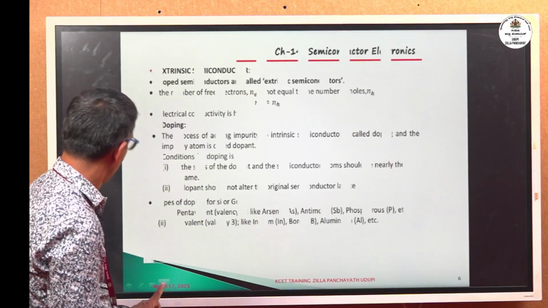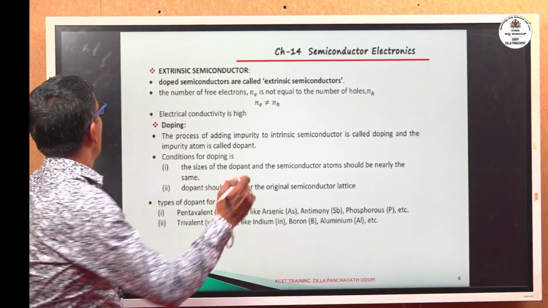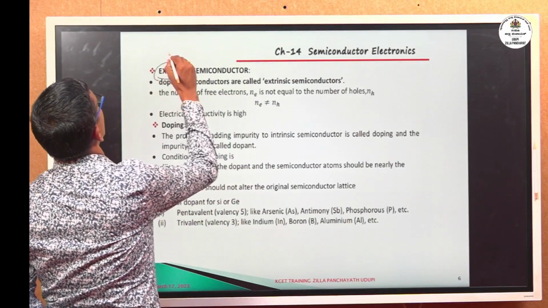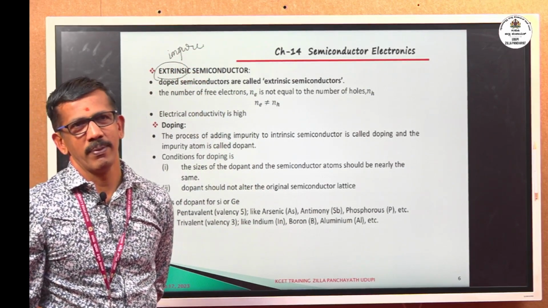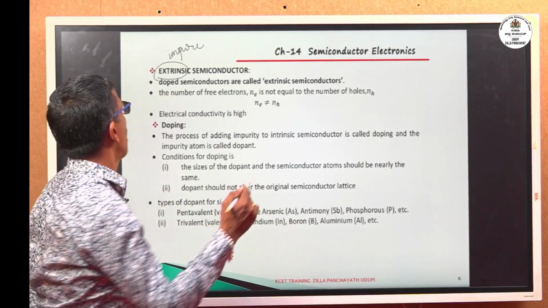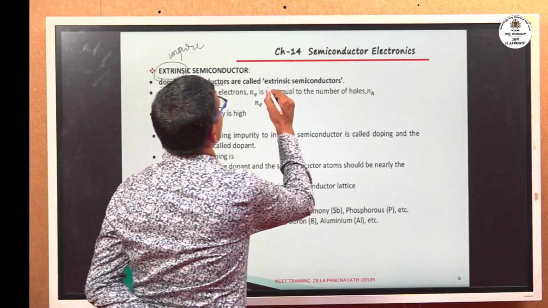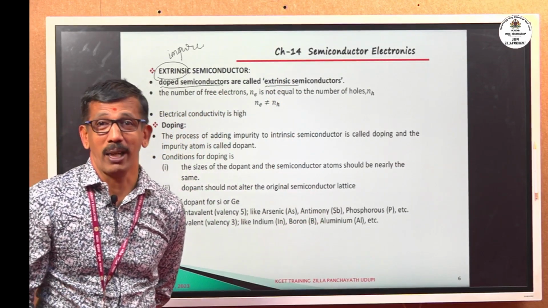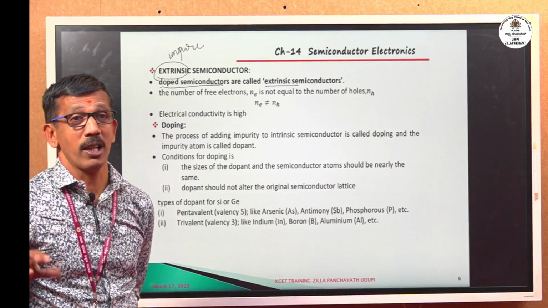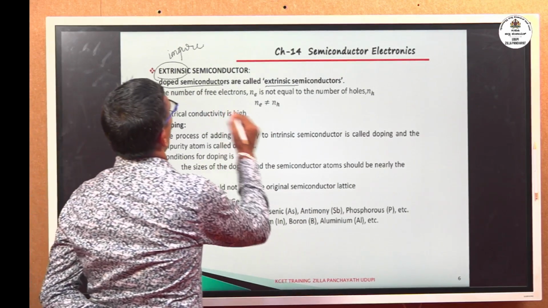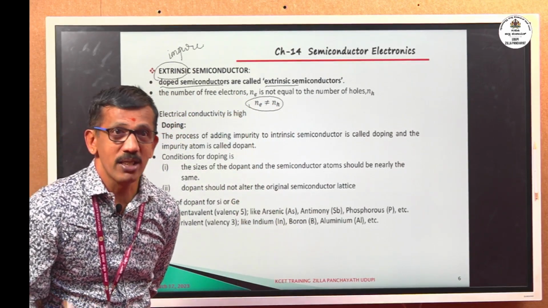Move on to the next slide. Extrinsic semiconductor. What do you mean by extrinsic? Extrinsic semiconductor is also called impure semiconductor. When we add dopants or impurity atoms to the pure semiconductor, it becomes an impure semiconductor or doped semiconductor, also called extrinsic semiconductor. In the case of extrinsic semiconductor, there are two types depending on whether the number of holes or free electrons is more. So Ne is not equal to Nh, where Ne is electron concentration and Nh is hole concentration.